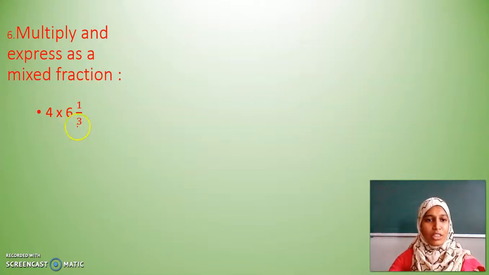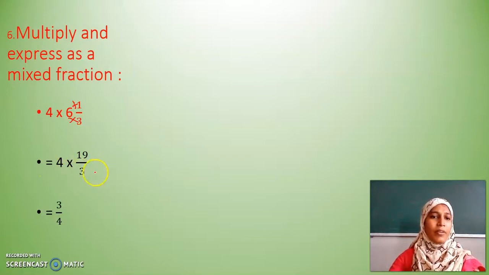So what should I do with this mixed fraction now? First, convert this mixed fraction into improper fraction. So I will have 4 as it is. I will convert this 6 1 by 3 as improper fraction. How to convert it? I have to multiply these two. 6 3s are 18. Then I have to add with this one. 18 plus 1, 19 by 3.